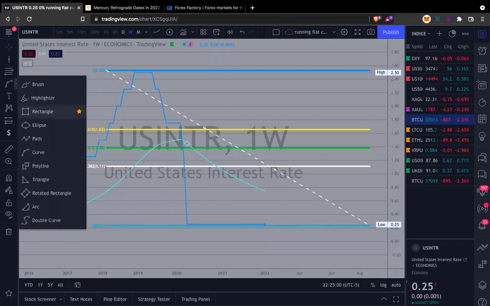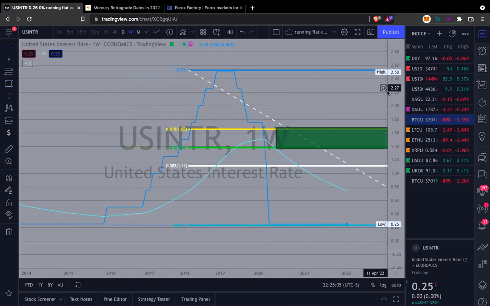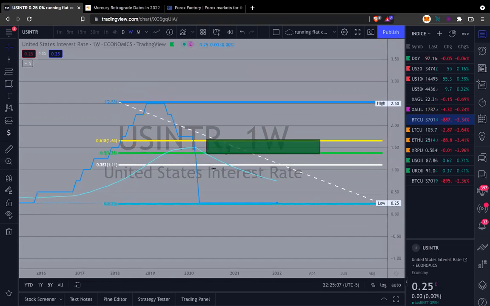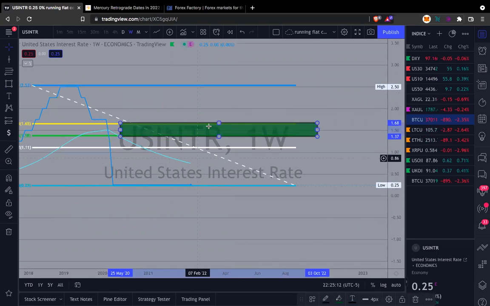Now, this is the US interest rates, just on a weekly level. I don't look at these things on less than weekly, because it doesn't make sense on a daily. You have to look at it from a bigger time frame. At some point, we do need to make our way back up.